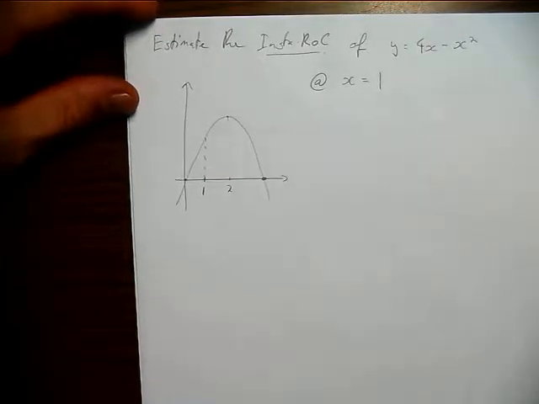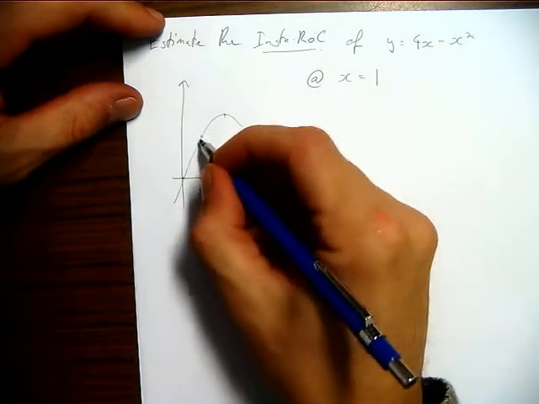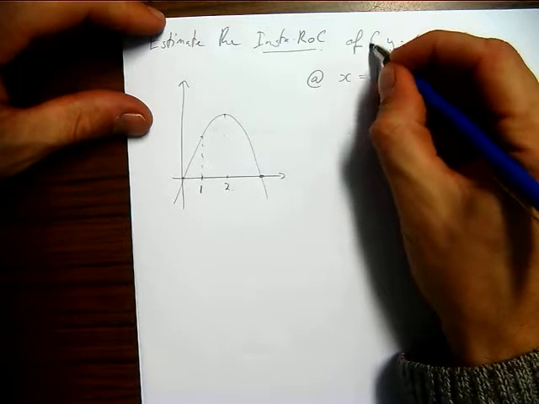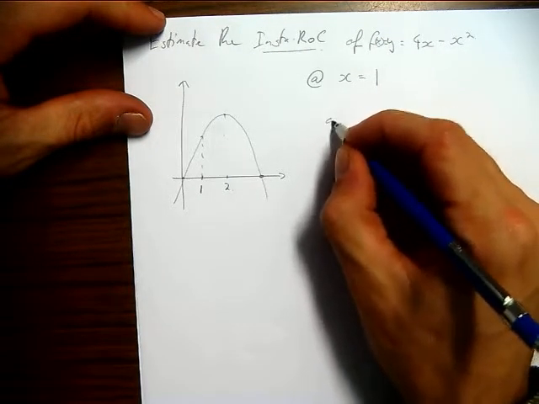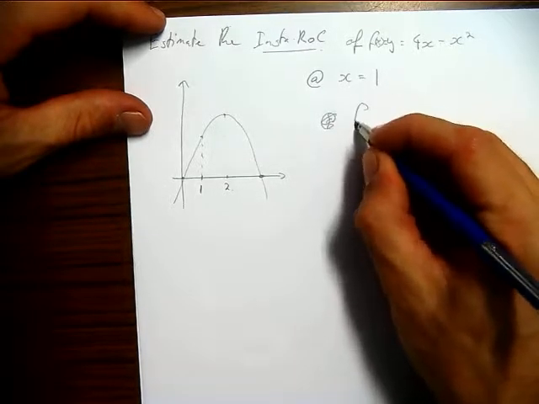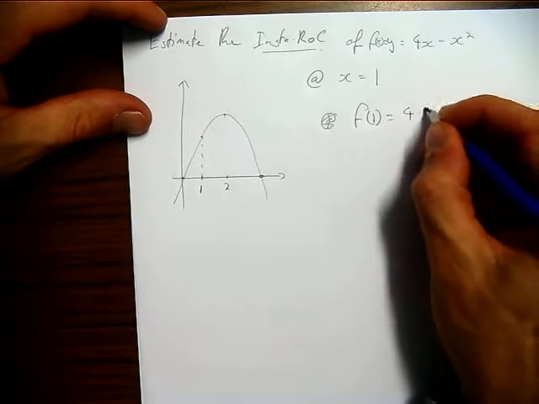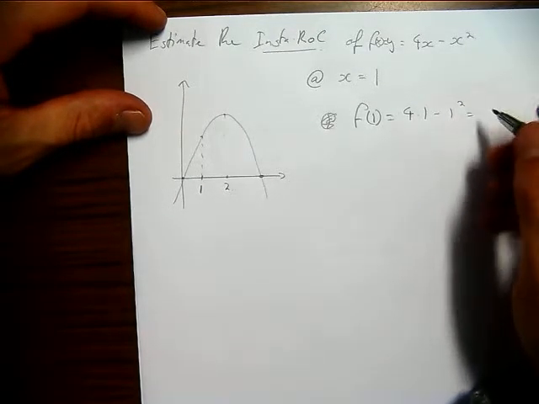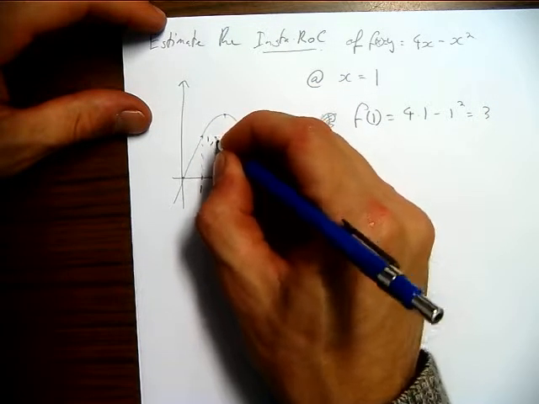So let's start. Let's work out what the y value is first. Let's make it a function, f of x. At x equals 1, f of 1 is going to be 4 by 1 take 1 squared, which is 3. So we have this point here, which is (1, 3).